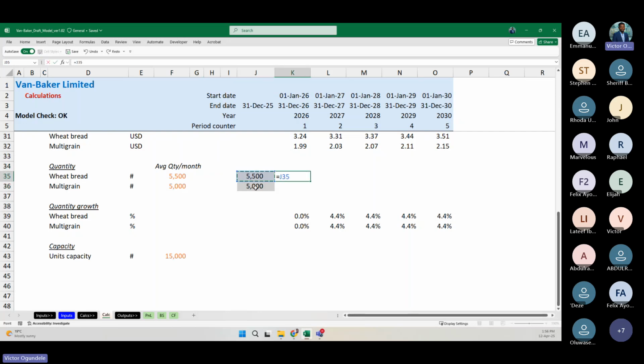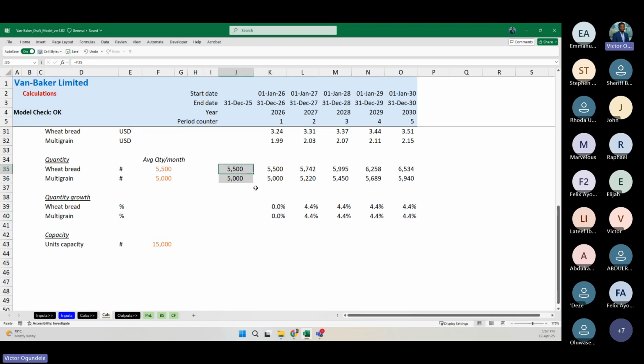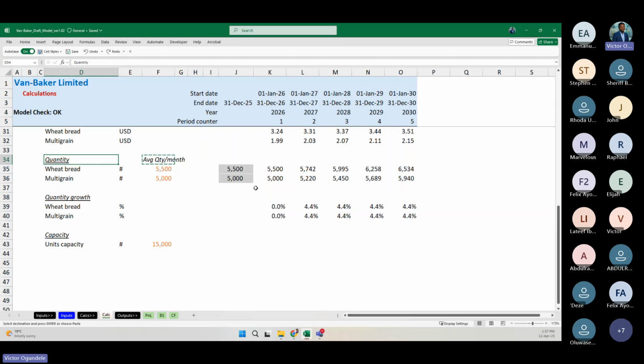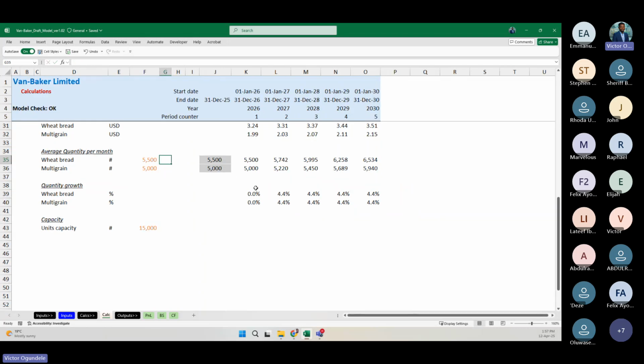Okay, and now let's first grow that average. Let's grow the average first. So you take it a step at a time, right? Let's grow the average. To grow the average, maybe we should change the units. So this average per month, average quantity per month. Okay, I think we should leave it. So just change the header here. So average quantity per month. I think, yeah, this is better. So this is the average quantity.